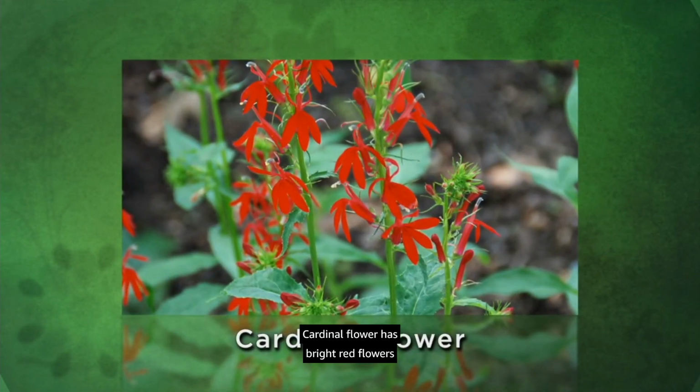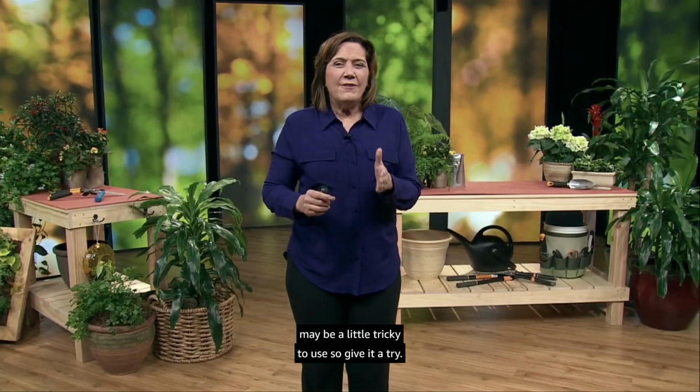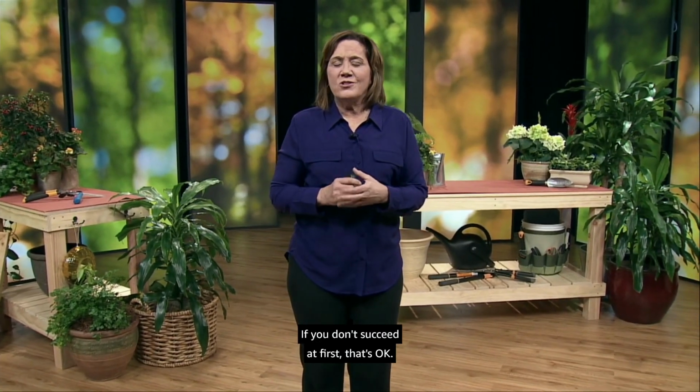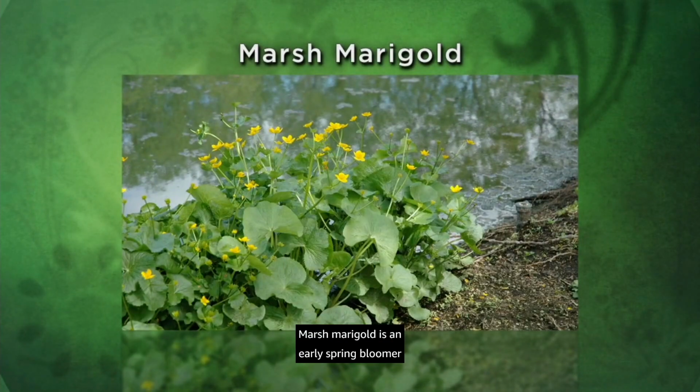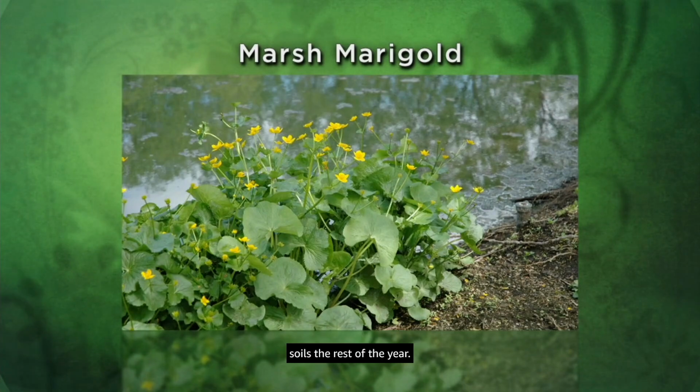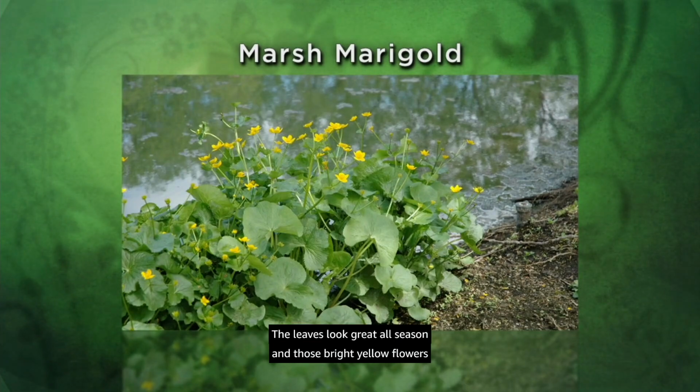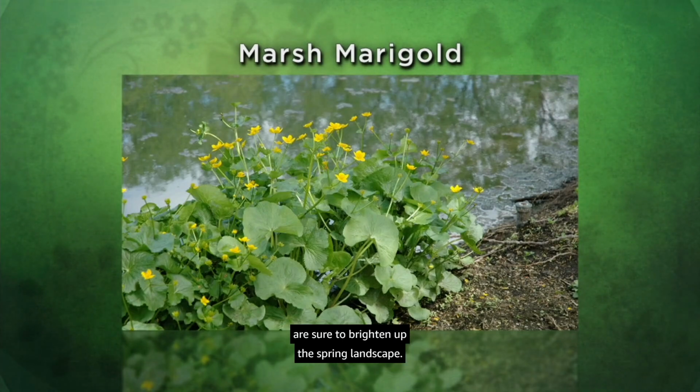Cardinal flower has bright red flowers that are great for attracting hummingbirds. Tolerant of wet soil, this perennial may be a little tricky to use, so give it a try. If you don't succeed at first, that's okay. Try it again. Marsh marigold is an early spring bloomer that tolerates spring floods and a little bit drier soils the rest of the year. The leaves look great all season, and those bright yellow flowers are sure to brighten up the spring landscape.